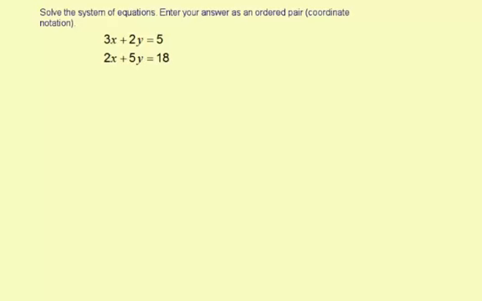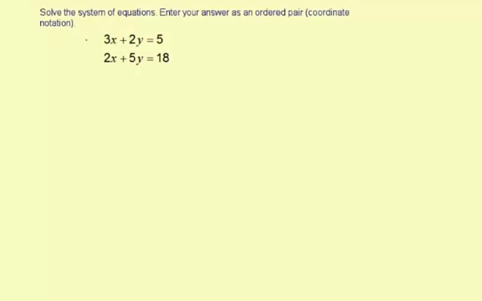So the lowest common multiple, 3 times 2 is 6, 2 times 5 is 10. So in this case, we could eliminate either the x or the y variable first. It really doesn't matter which one. They'd both be about the same difficulty. I'm going to eliminate the x. Now, 3 times 2 is 6. The least common multiple is 6.